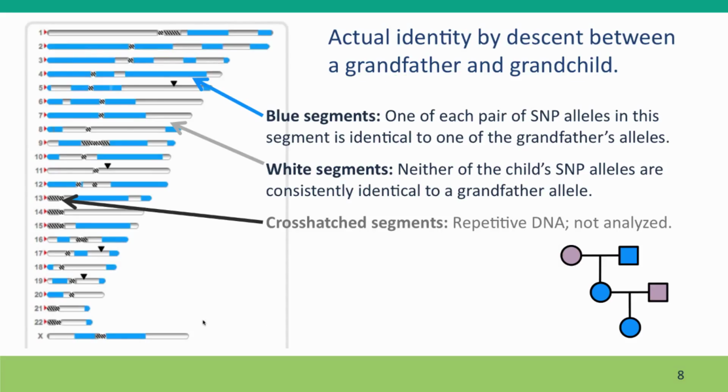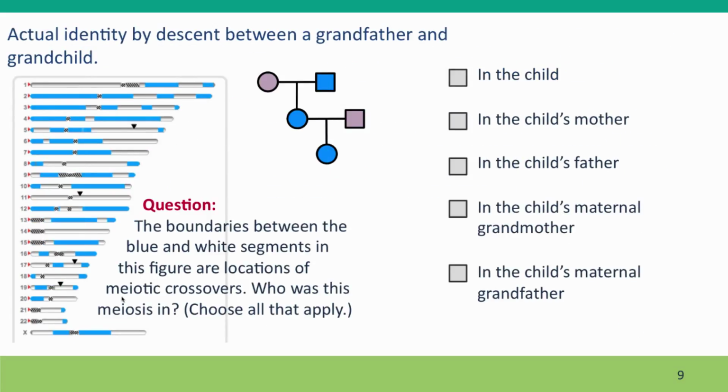Now, this pedigree, this diagram, we can interpret the boundaries between the blue and white segments as places where crossovers occurred in a meiosis, generating new connections between the grandmother and the grandfather's homologs. This question asks you, where did that meiosis happen? In which person was that meiosis?